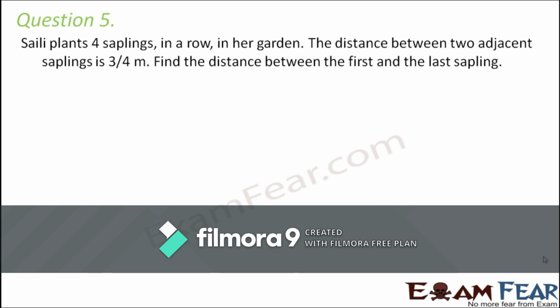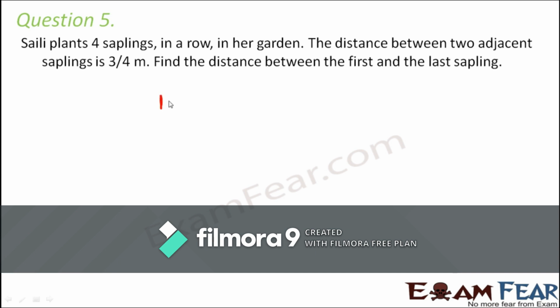Question number 5. Sally plants 4 saplings in a row in her garden. The distance between two adjacent saplings is 3 by 4 meters. Find the distance between the first and the last sapling.